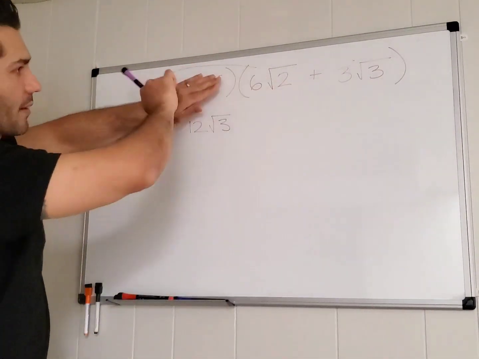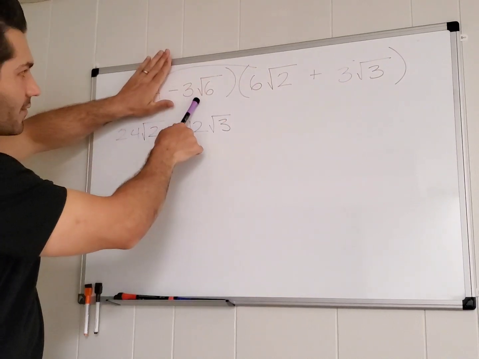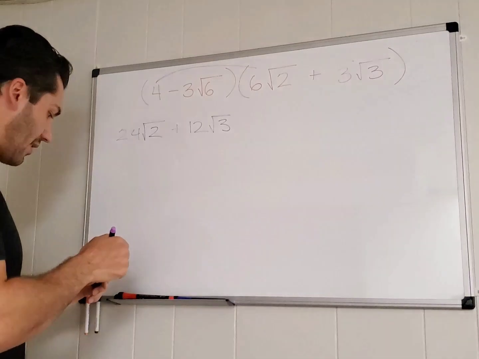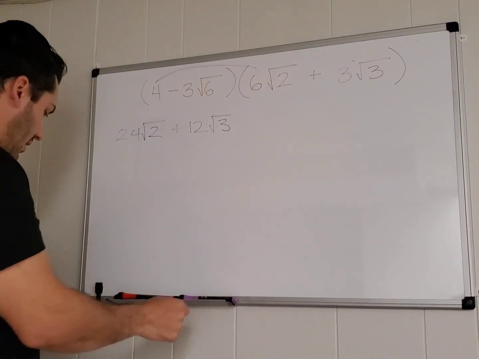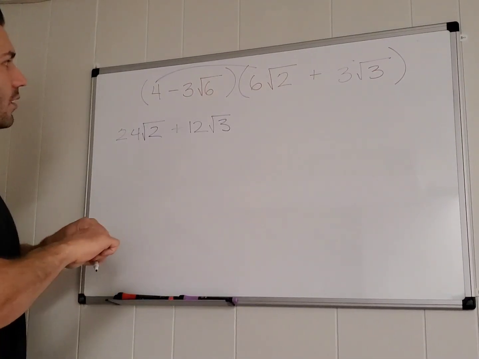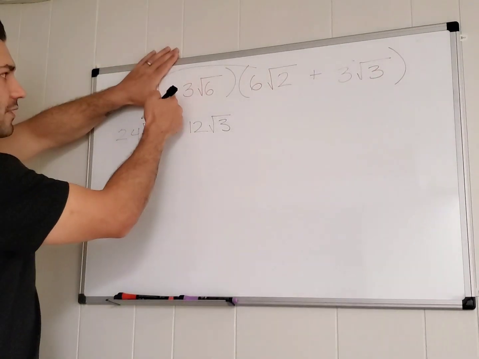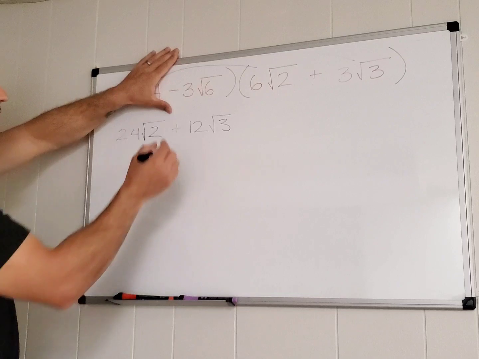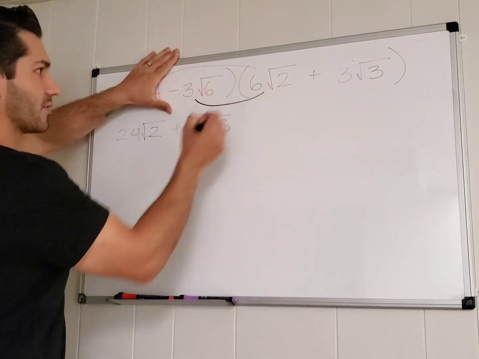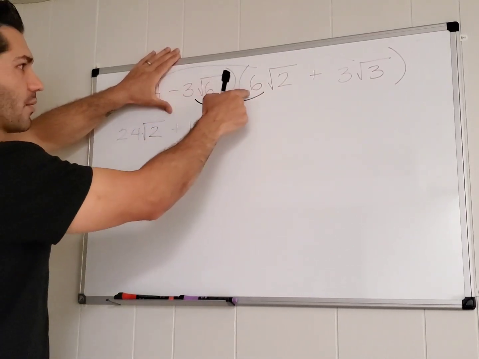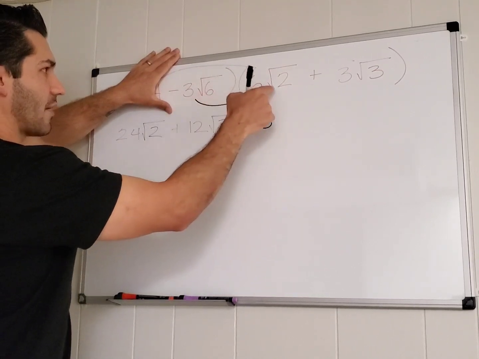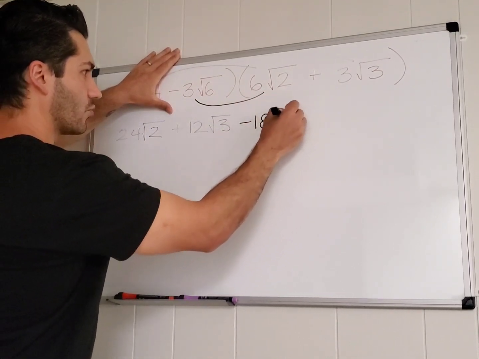Once you did 4 times everything, now we've got to do this negative 3 radical 6 times everything there. And you're just moving down the line. So from there, you've got to kind of picture that's not there. And don't forget that negative. One of the more common mistakes, signs. People love screwing up negative signs. Negative 3 radical 6 times 6 radical 2, numbers with numbers, negative 18. And radical 6 times radical 2 is a radical 12.